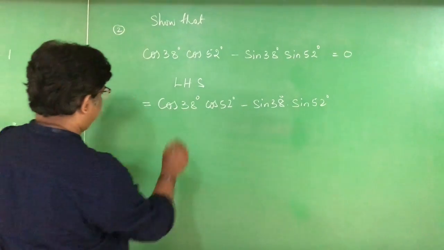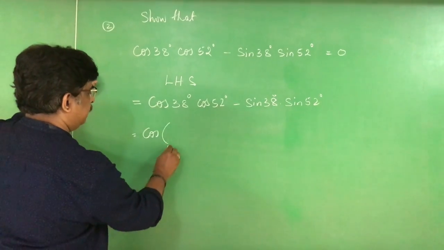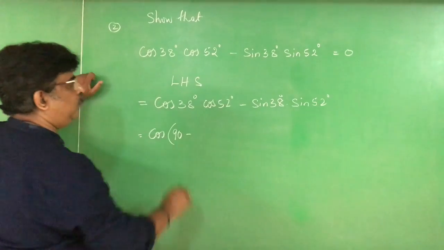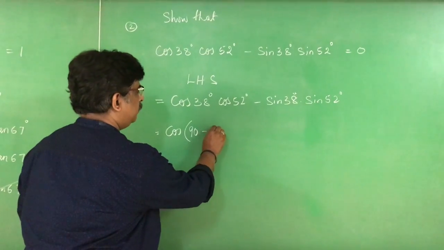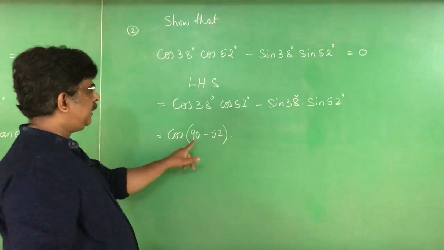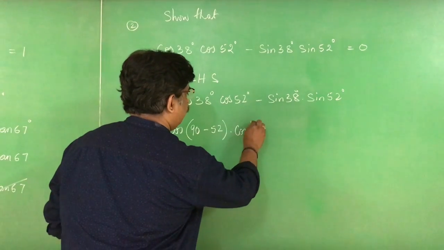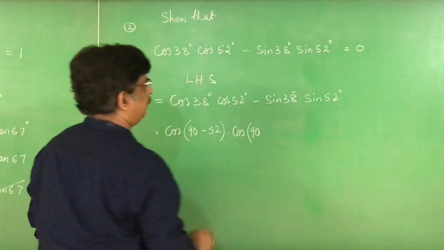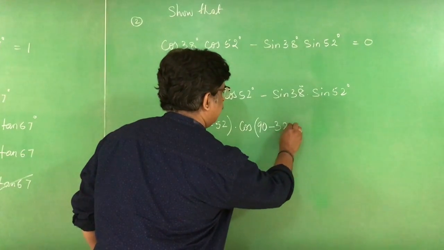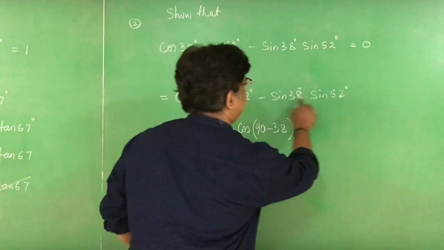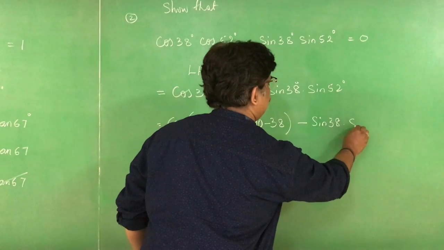Now I change it first. Cos. Instead of 38 degrees, I write 90 minus. How much should I subtract from 90 to get 38? 52. 90 minus 52 is 38. Then cos. To get 52, how much to subtract from the 90? 38. Minus. This I keep as it is. Sin 38 into sin 52.